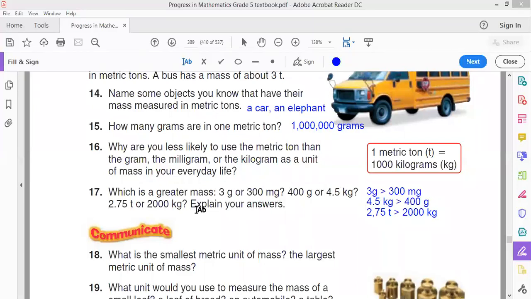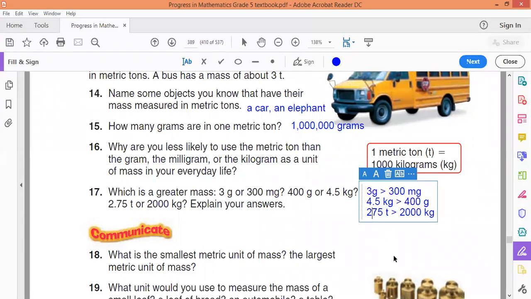Tell me question number 16. Wait, I am writing. Teacher, what is all in this? Wait, here. This one is point.